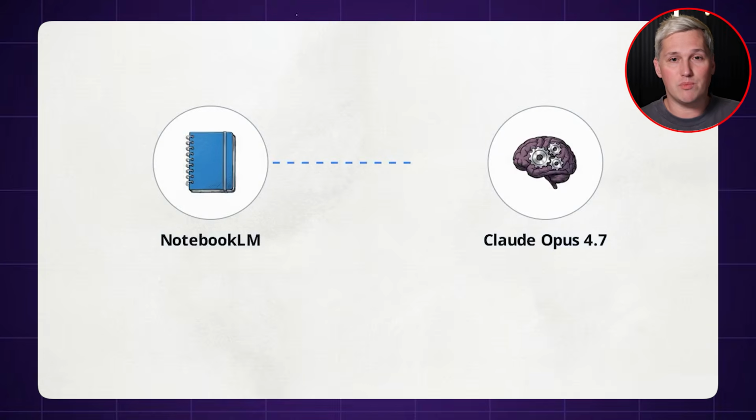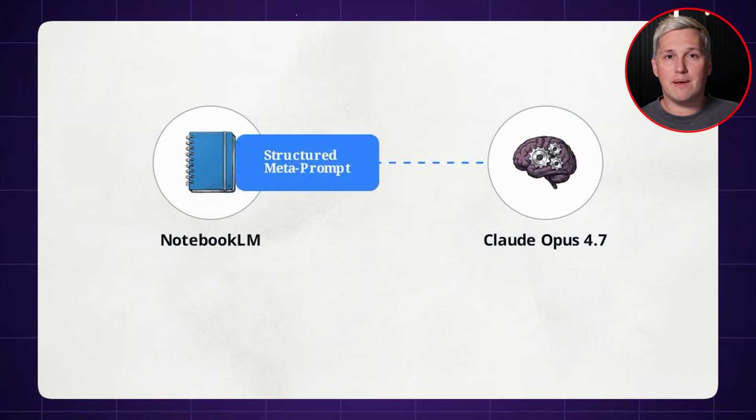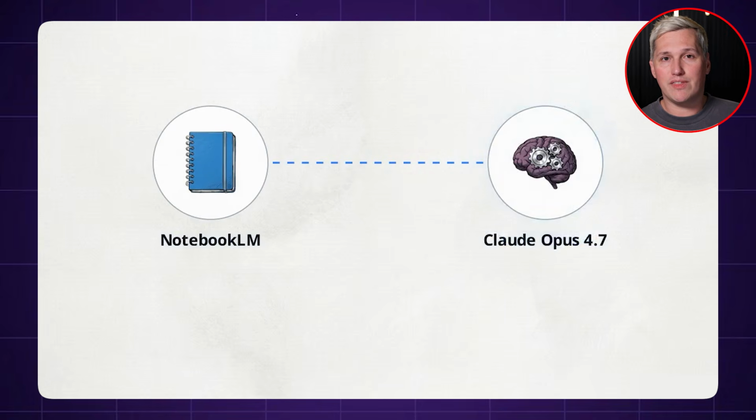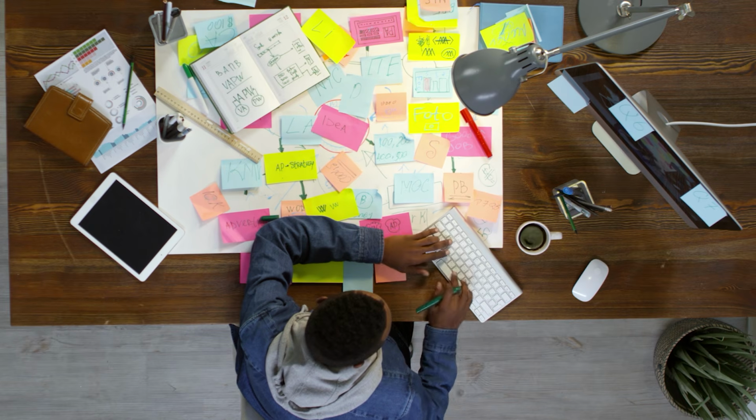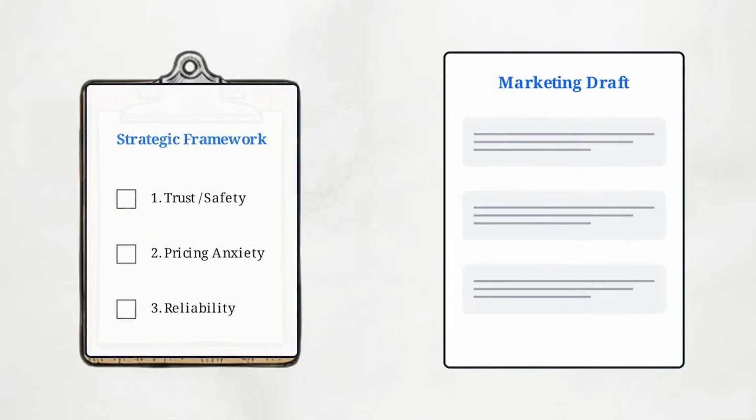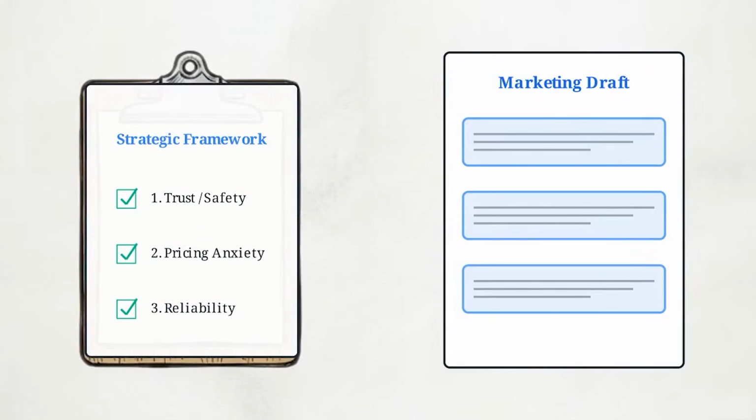Take that structured prompt NotebookLM just built. Paste it back into Claude Opus 4.7. Now, Opus is not starting from nothing. It is starting from a foundation built on real thinking and real strategy. And the output you get back reads completely differently. It feels considered, like it was written by someone who actually understood the audience before they typed a single word.